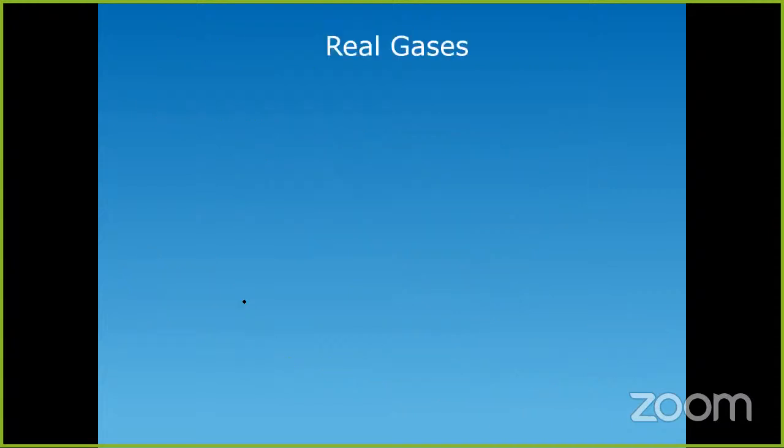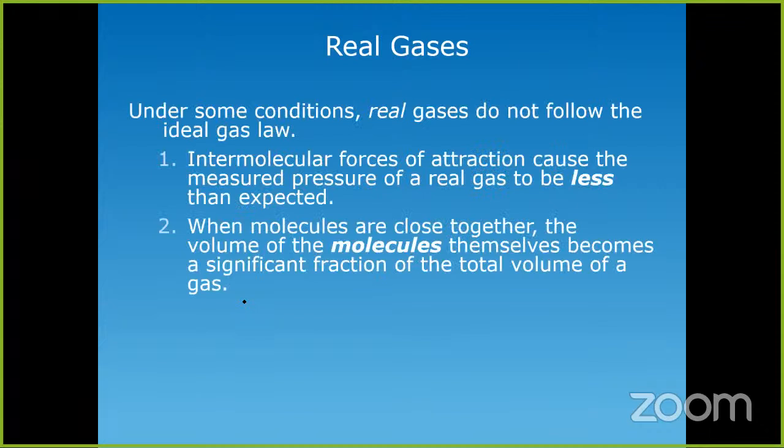Okay, so now we're going to talk about the difference between ideal gases and real gases. So all along, so far in this chapter, we have been assuming that we're talking about ideal gases. Ideal gases are basically those gases that can be described by the kinetic molecular theory, and they obey the ideal gas law. It turns out, however, that real gases, gases that actually exist in reality, do not behave exactly in the way described by the ideal gas equation.